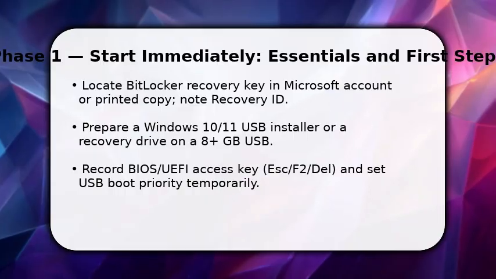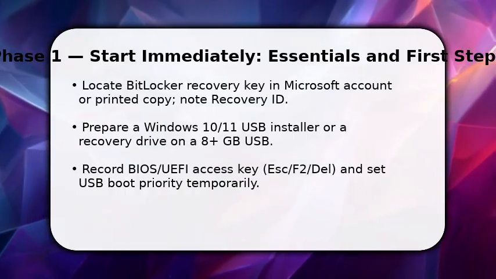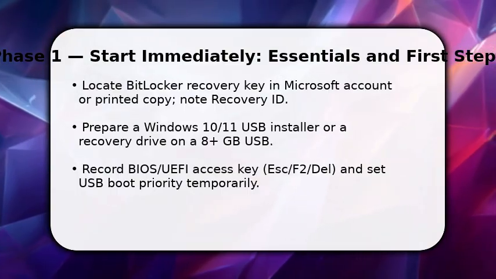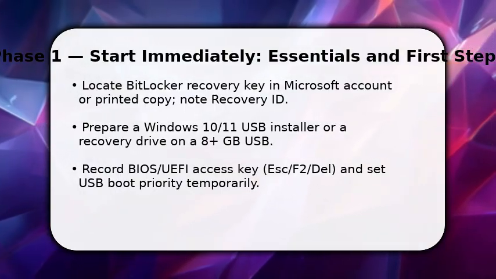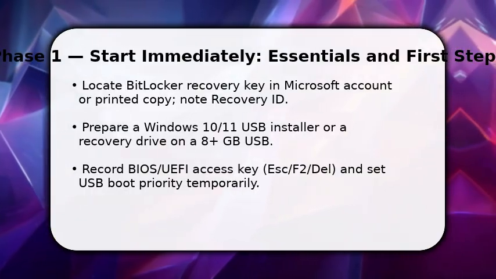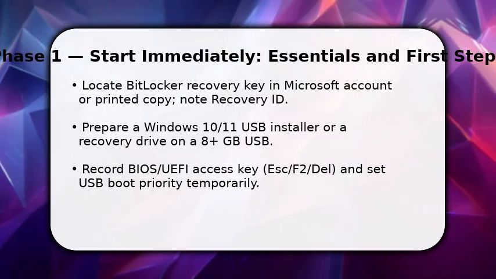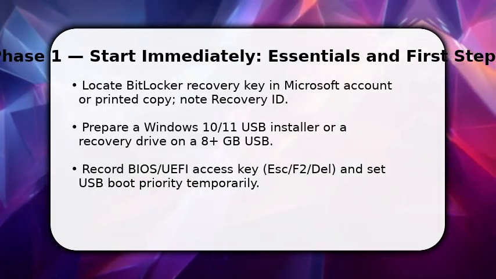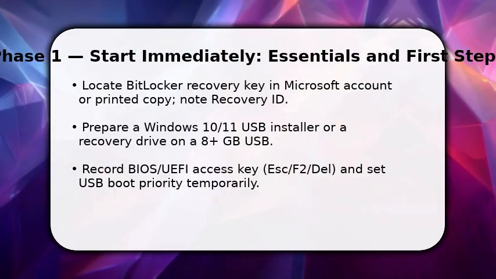Enjoy the video. You start by locating the BitLocker recovery key. Go to account.microsoft.com/devices or check your printed copy and copy the 48-digit key. Once done, create or confirm a Windows 10/11 USB installer. Use a clean 8 GB flash drive.